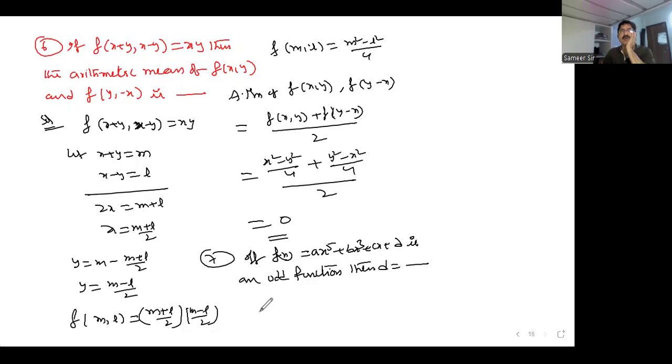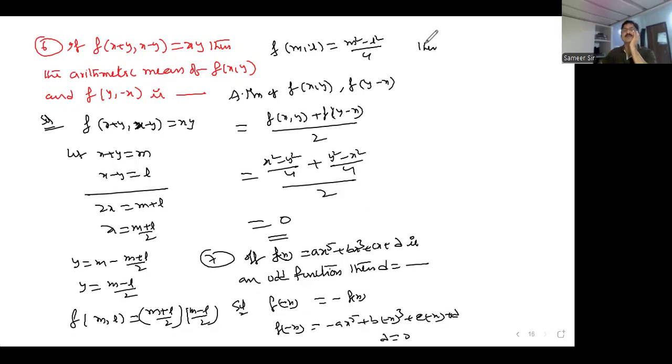Okay. It's an odd function, he said. So f of minus x is equal to minus f of x you should get. So f of minus x means what happened? Minus ax to the power of 5, minus x cube, minus cx, plus d. If d is 0, then f of minus x is equal to minus f of x. So what is the condition? If it's an odd function, then d must be 0. Okay, d must be 0.